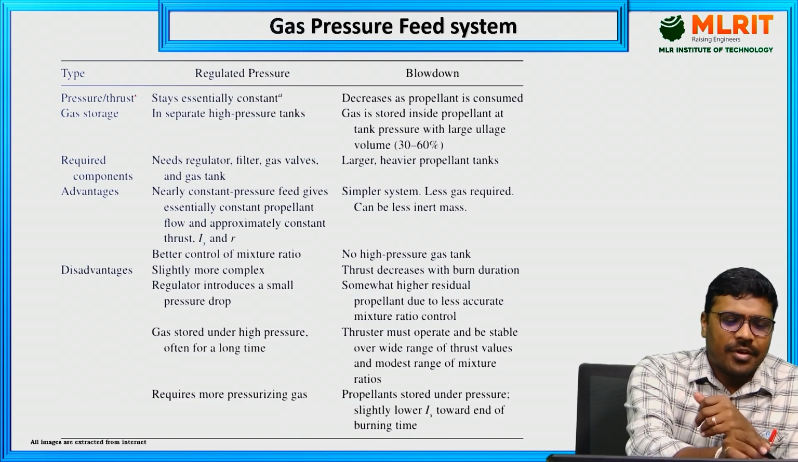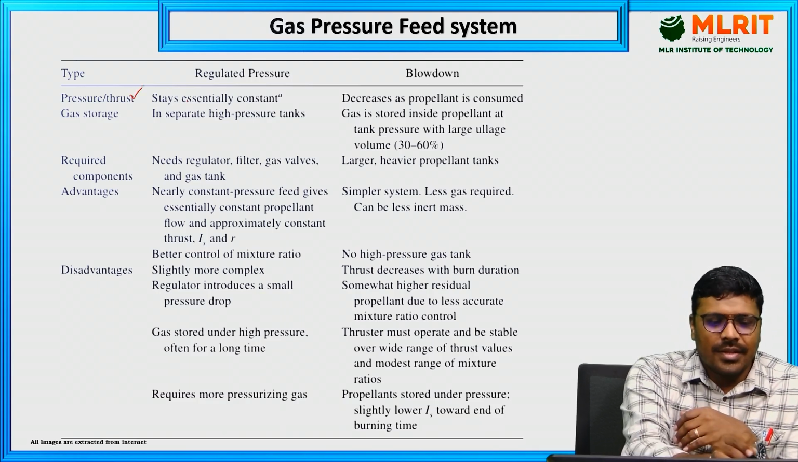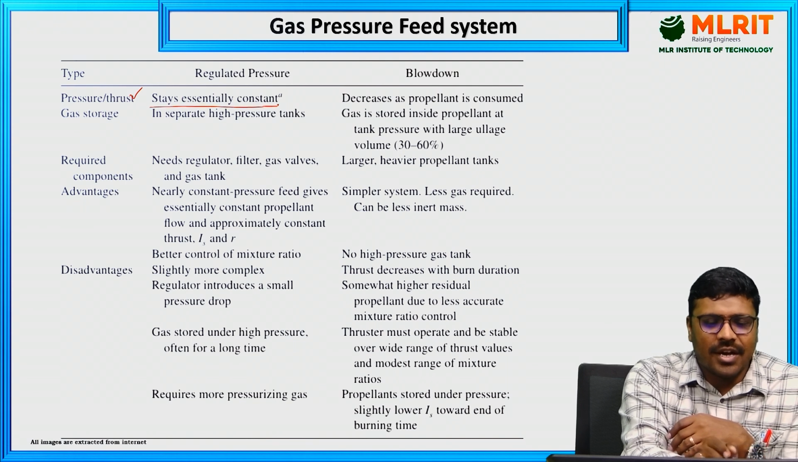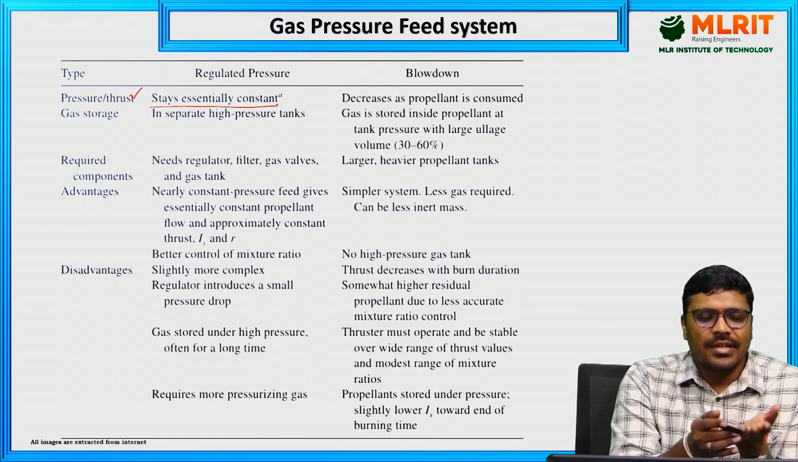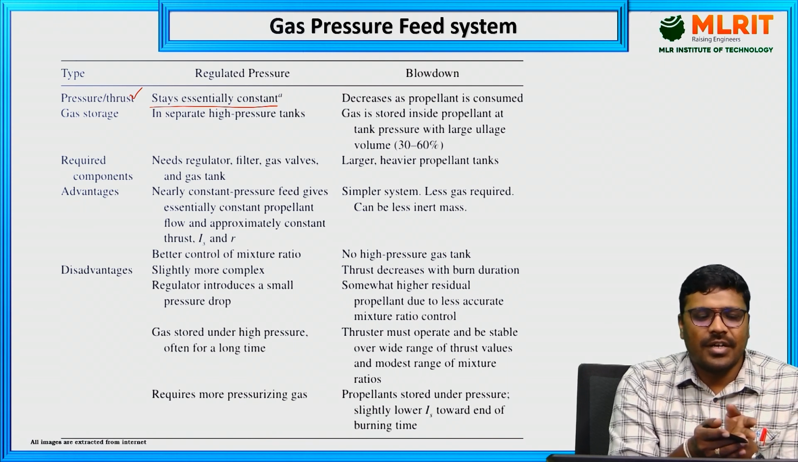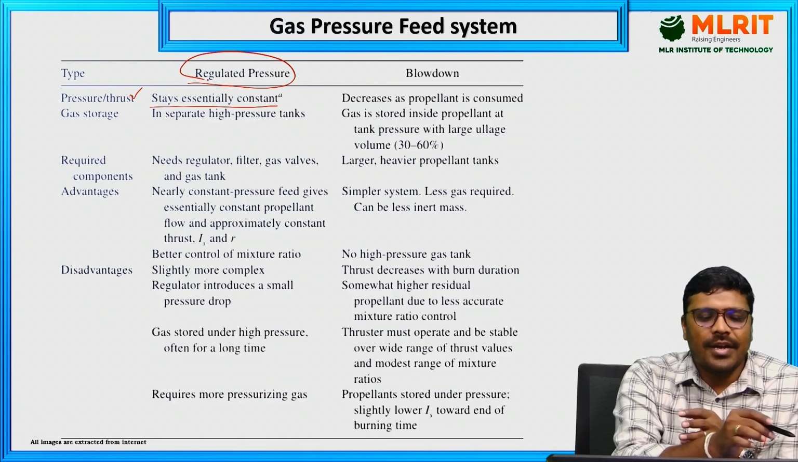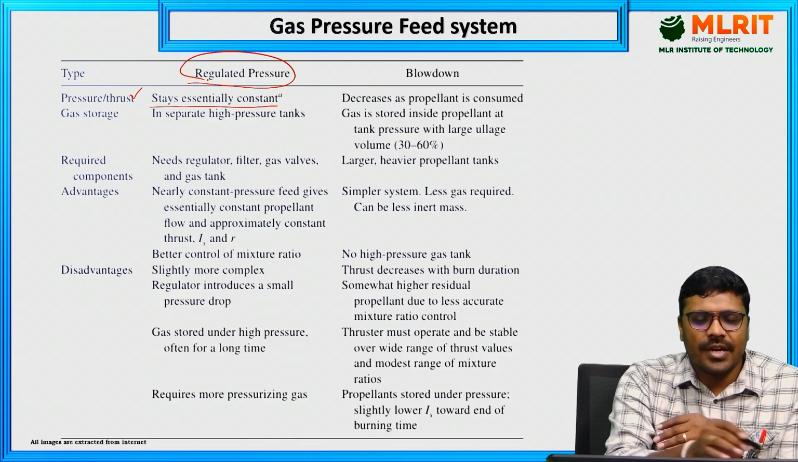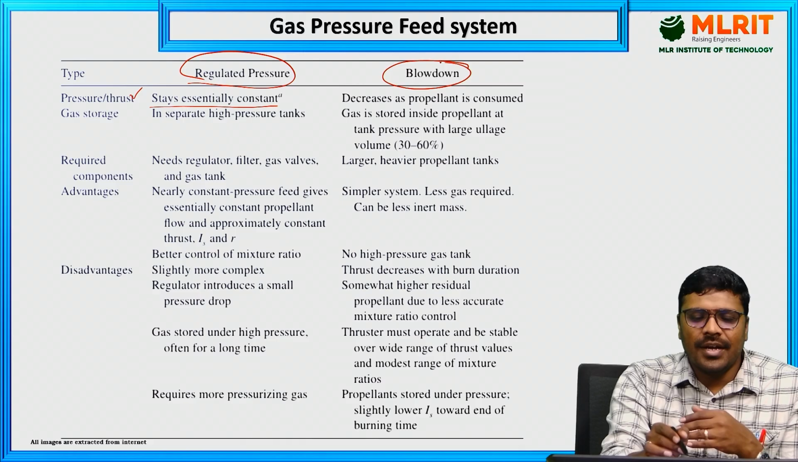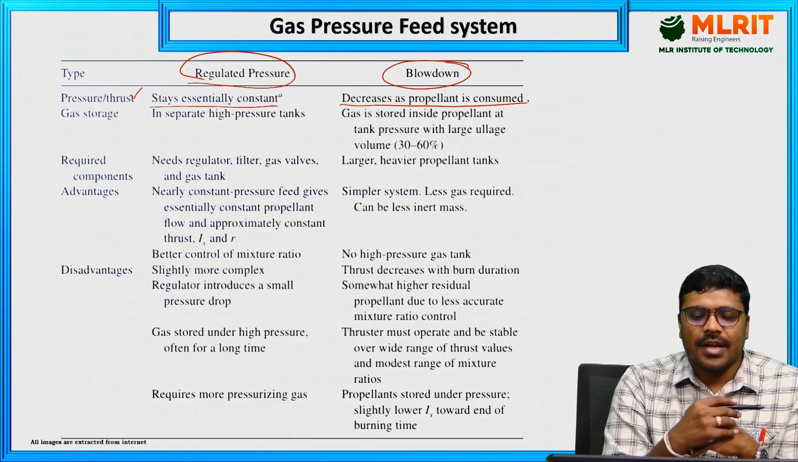Okay, coming to the pressure and thrust. The pressure and thrust stay essentially constant, because in the regulated mode we maintain the constant pressure with the help of a pressure regulator. Coming to the blowdown, the pressure decreases as the propellant is consumed.